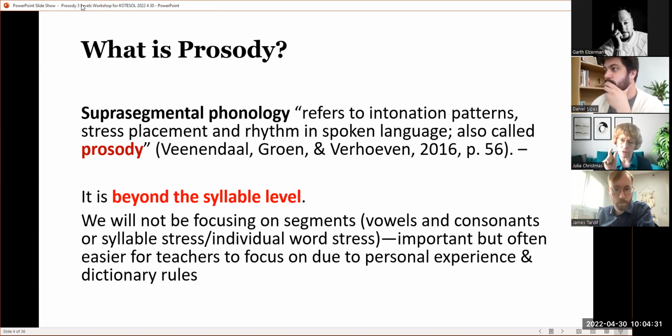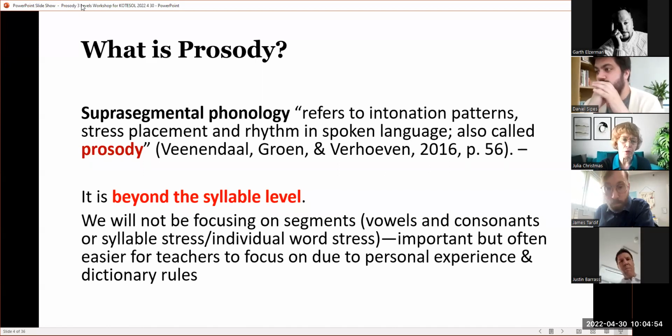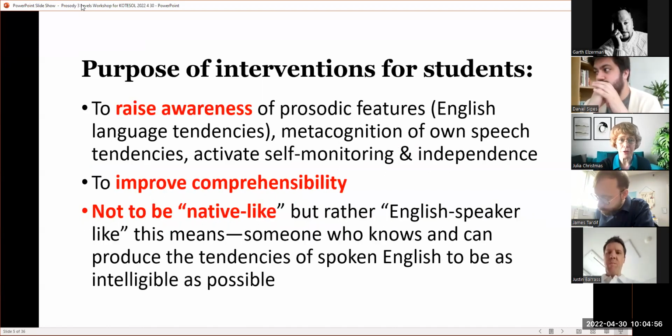I'm looking at suprasegmentals, and there's a reason for this. Segments are the word level, the vowel and consonant or syllable stress, like desert and dessert, and they're really important, and they're often easier for teachers to give a focus on because there are rules, and it's concise and easy to teach, and easy for students to digest. But suprasegmentals are far more important in some ways. And I'll explain why.